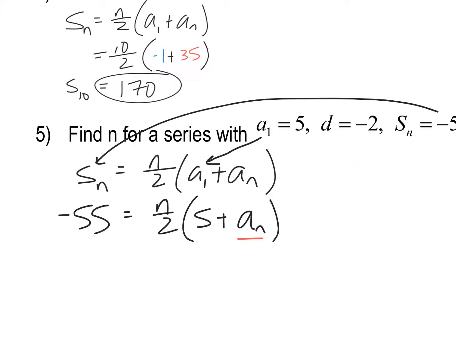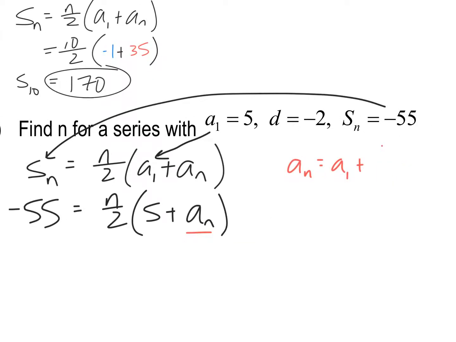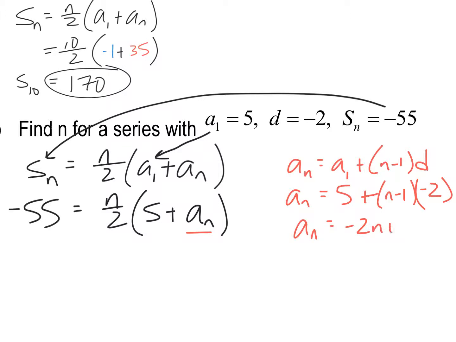I know from yesterday I have this formula of a sub n equals a1 plus n minus 1 times d. And all I'm going to do is plug in my a1, which is 5. I don't know what n is, but I do know what my d is. This is what we did yesterday. We practiced writing formulas for a sub n using given information. And so when you combine all your like terms and do all your distributing, you get negative 2n plus 7. And that's what a sub n is.